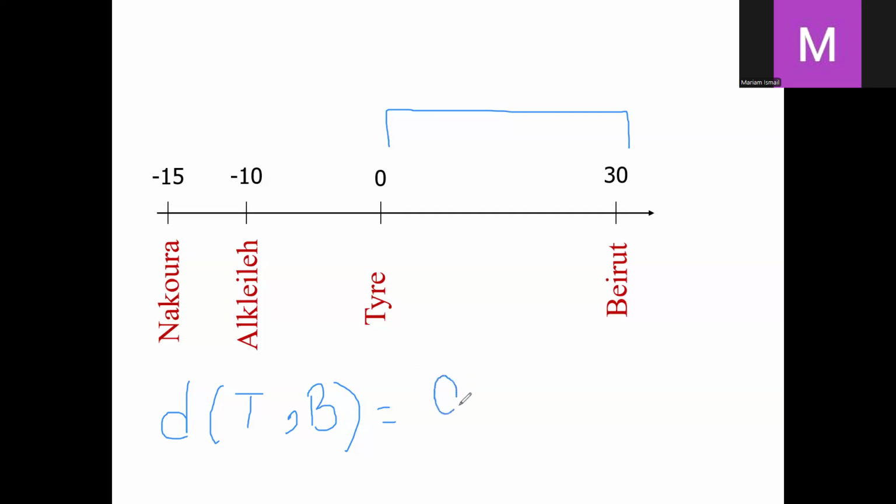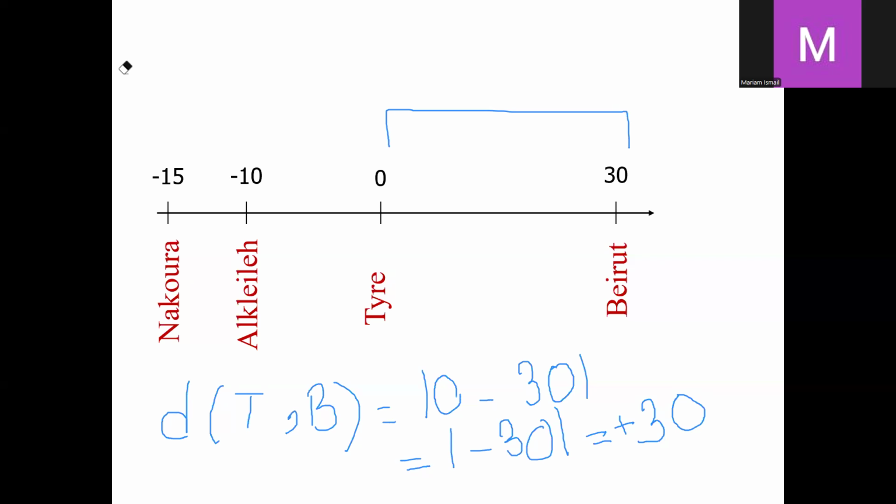So when I want to find the distance, for example 0 minus 30, to get a positive answer, I can use the absolute value. Absolute value will give me a positive answer. So it will be the absolute value of minus 30, which will be plus 30. So the absolute value here is used to get a positive answer.